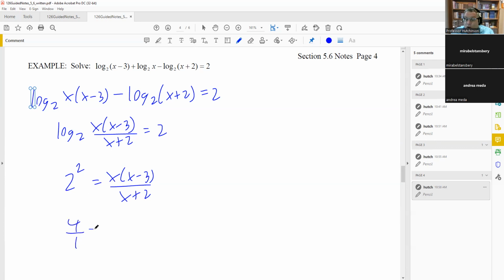We can do 4 over 1, and then I'm going to multiply this, x squared minus 3x. We'll have to multiply it out anyway, so I'll just go ahead and do that in this step.